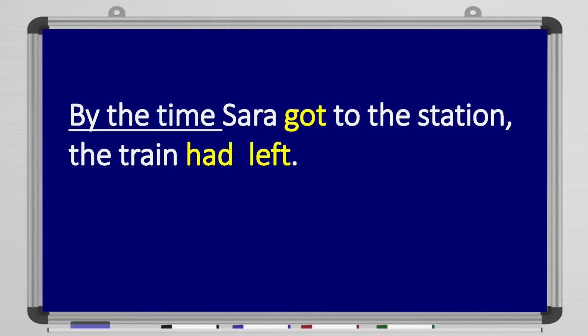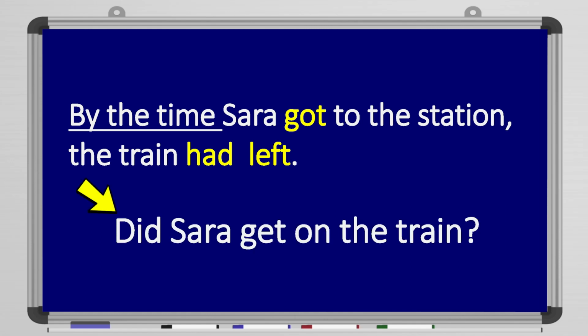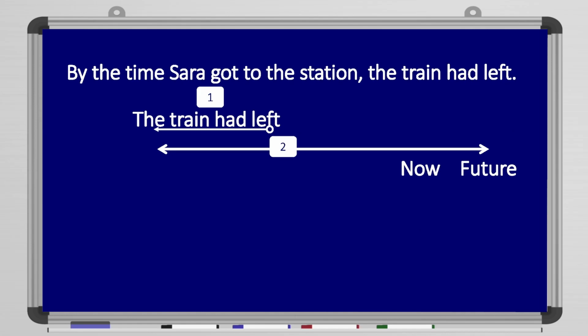Look at the sentence on the screen. Let's look at it together. By the time Sarah got to the station, the train had left. Now, what do you think? Did Sarah get on the train? This is the question. What do you think? Let's look at the timeline together and analyze it on the screen. By the time Sarah got to the station, the train had left.